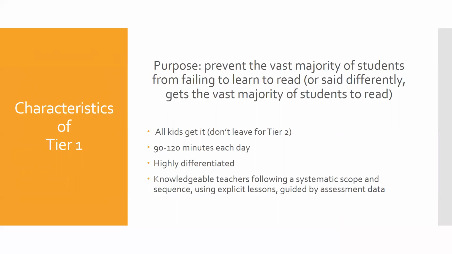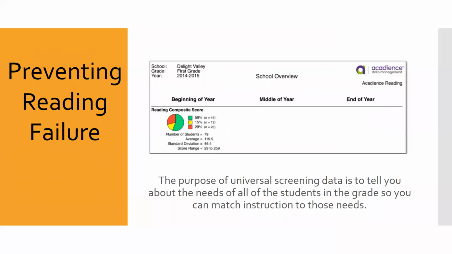We need to make sure that we have knowledgeable teachers in the classroom that are following that systematic scope and sequence. We need to make sure that they're explicitly teaching and that their teaching is guided by the data that they're seeing from their students. This requires highly differentiated instruction and making sure that our primary reading is at least 90 to 120 minutes of a block of reading time per day.